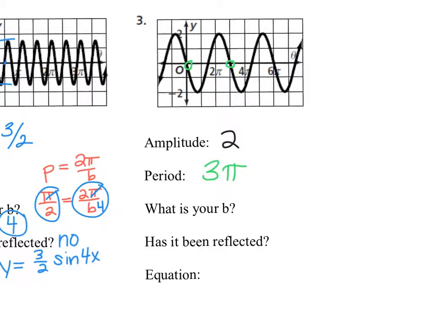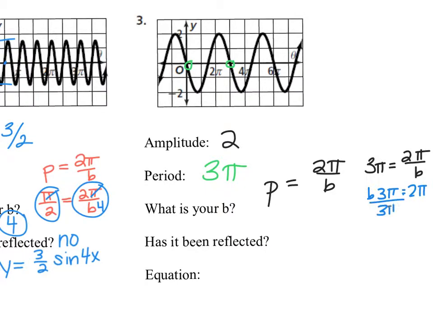So to find my b, I'm going to do period equals 2 pi over b. So 3 pi equals 2 pi over b. Multiplying both sides by b, b times 3 pi equals 2 pi. And then dividing both sides by 3 pi, the pi's will cancel out. So b is 2/3.